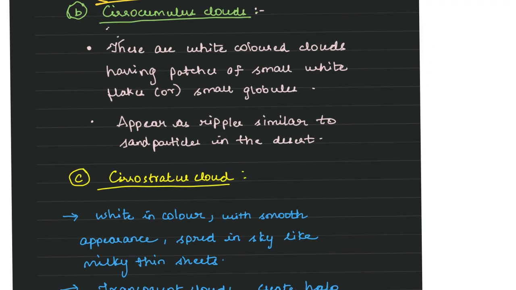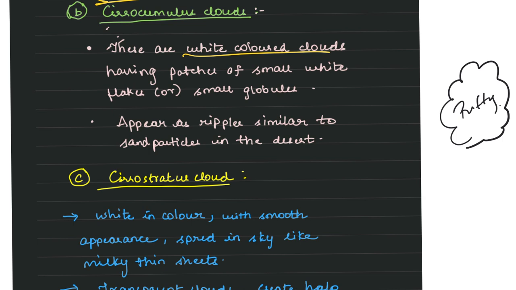So the first is cirrocumulus and the next is cirrostratus. Cirrocumulus means, if you can see, cumulus is what, puffy shape. That is the reason understanding the prefix or suffix is very important. Understanding the word, decoding the word is important. So cumulus is puffy shape, right? So now let's see, these are white colored clouds having patches of small white globules like structure.